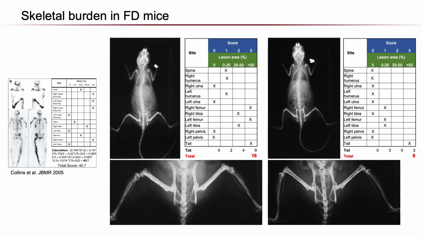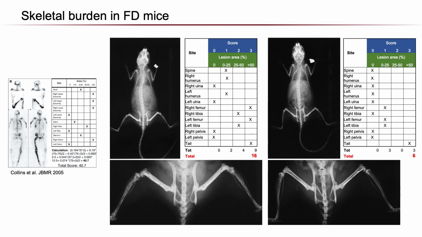In order to understand if the pain behavior was correlated in any way with the skeletal burden, we developed a tool that is based on what Dr. Collins did in 2005, measuring the FD lesion extension in the mouse. Of course, we could not do the scintigraphy in mice, but we did an X-ray, and it works very well because a higher score is associated with a more severe and more polyostotic disease.